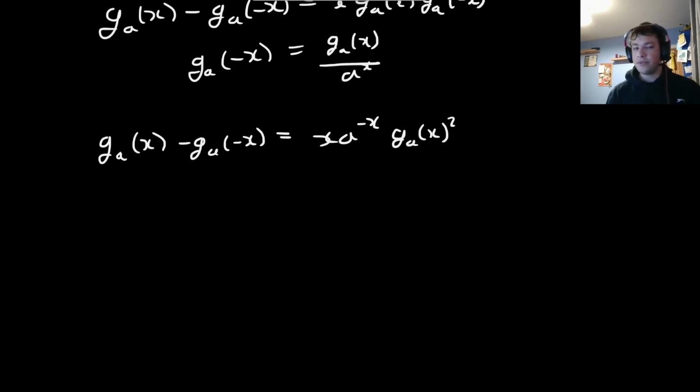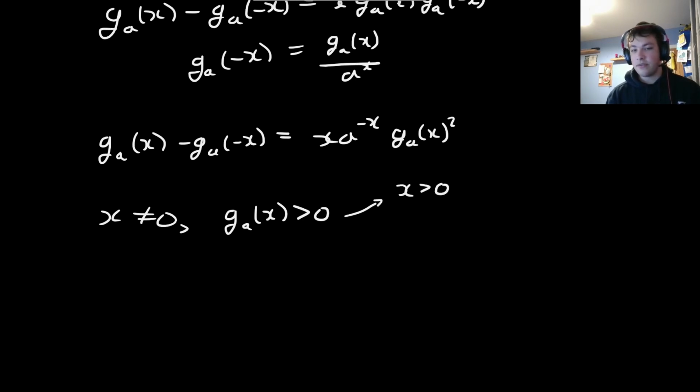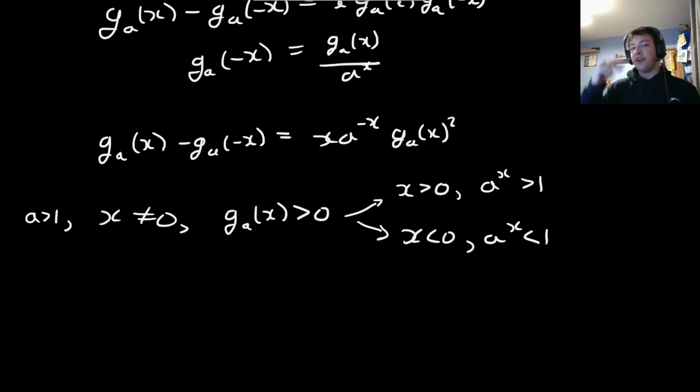And we can also notice that if x is not 0, then GA of x is actually positive, because either x is greater than 0, then a to the x is greater than 1. We're fixing a greater than 1 here. And so both sides are positive, or x is less than 0, a to the x is less than 1, and so both numerator and denominator are negative. So we get that.